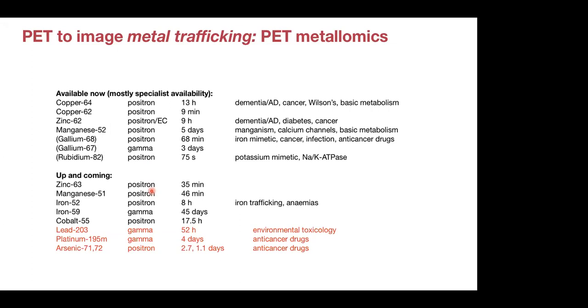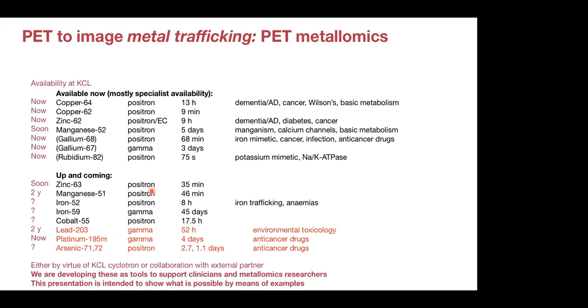We've been working with manganese-52 produced by colleagues in Denmark. That source has dried up and we're working on producing it ourselves. Gallium, rubidium, all these are available now, and we're working to produce a wider range of radioisotopes, including zinc-63, manganese-51, possibly in the future lead-203, and eager to see ideas for other ones that we could produce as well, if there is a need.